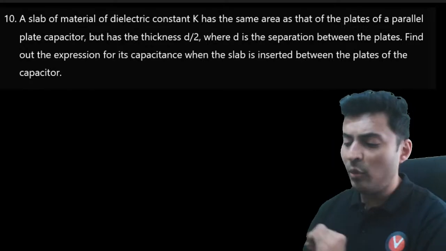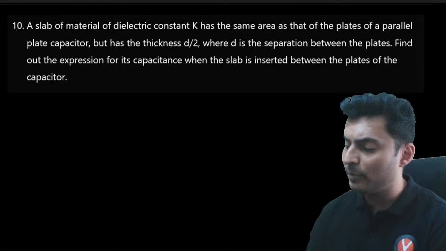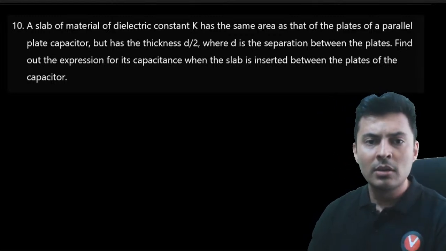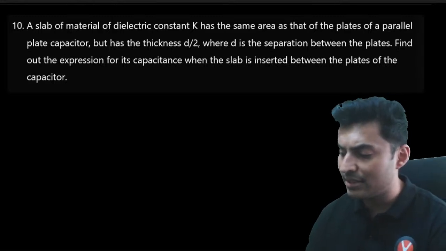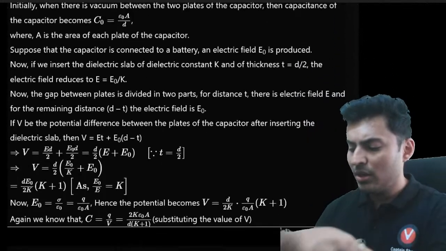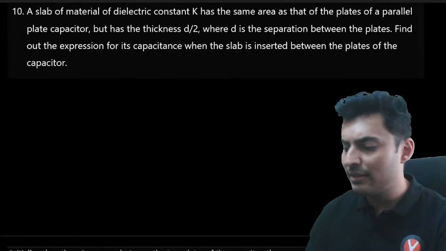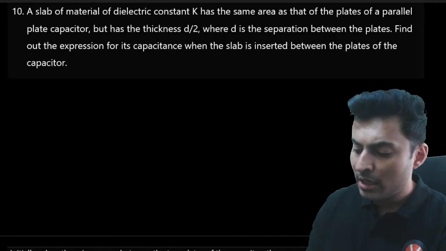Okay. A slab of material, dielectric constant K, has the same area as that of the plates of a parallel plate capacitor, but the thickness is D by 2, where D is the separation between the plates. Find the expression for the capacitance when the slab is inserted between the plates of the capacitor. Great. Now, this derivation I can show you, but otherwise I will give you an easy way to do this and show this to the examiner. First of all, draw the diagram properly.